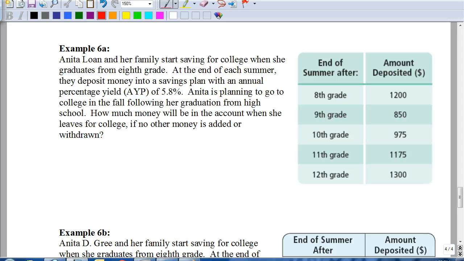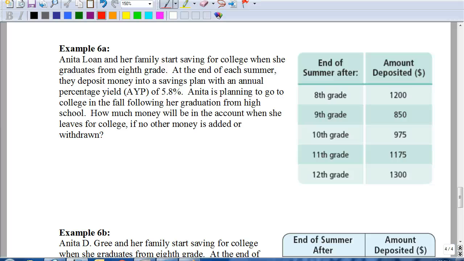So let's look at this. It says Anita Lone and her family start saving for college when she graduates from 8th grade. At the end of each summer, they deposit money into a savings plan with an annual percentage yield of 5.8%. Anita is planning to go to college in the fall following her graduation from high school. How much money will be in the account when she leaves for college if no other money is added or withdrawn? So let's look at this table.